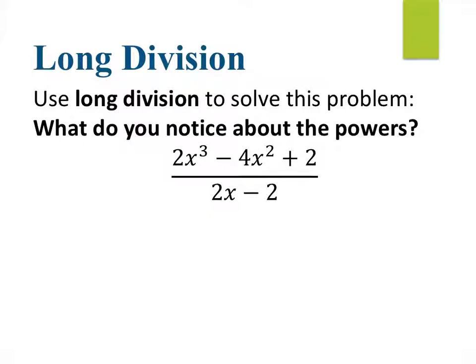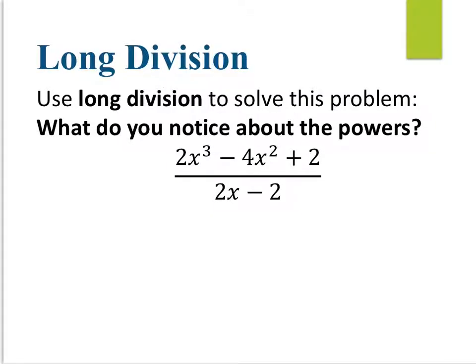Something I want you to particularly pay attention to, what in this problem do you notice about the powers? And I'm specifically talking about this numerator, or the top of the fraction. What do you notice? And hopefully you saw, oh man, there's a missing place value. We've got x to the third power, x to the second power, but we're missing a 0x. So I'm going to actually add that in.